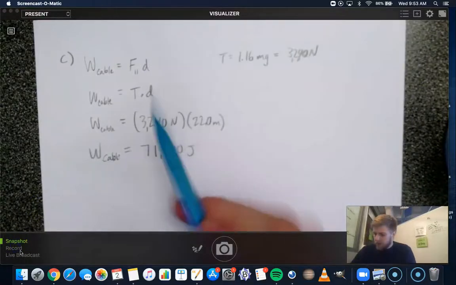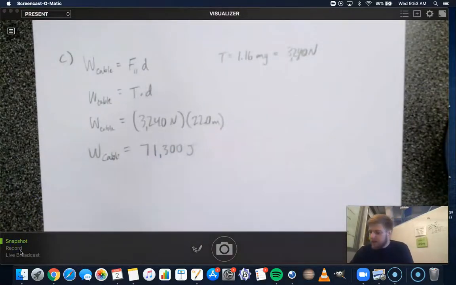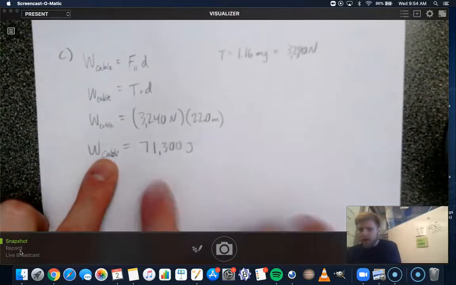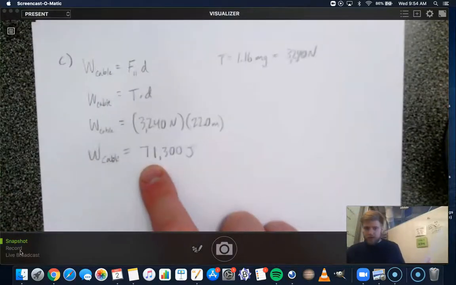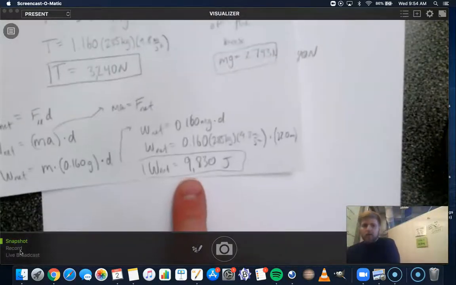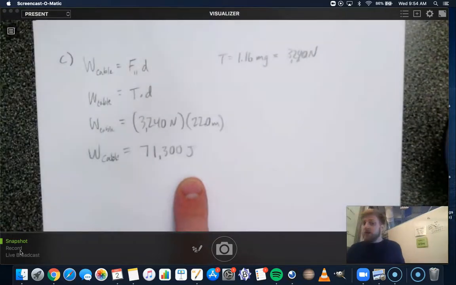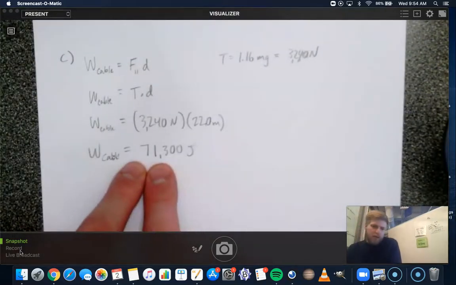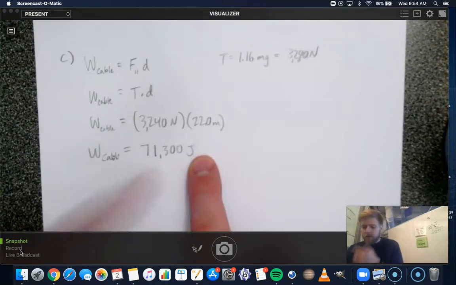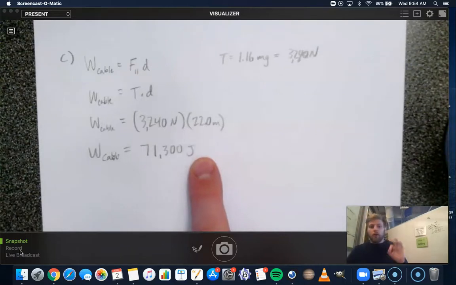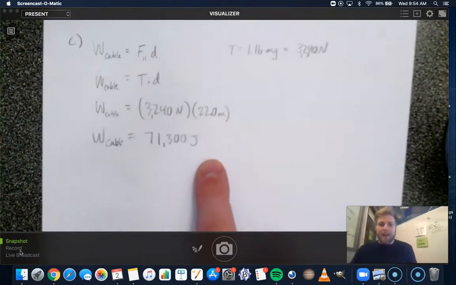Okay, fantastic. So we've used the tension that we had already calculated times the distance, that is the force times distance, the work done by the cable, and we get a huge number, especially when we compare it to what we had for the net work done. And we're going to see in a moment why this makes sense. But it's 71,300 joules worth of energy of work done by the cable.